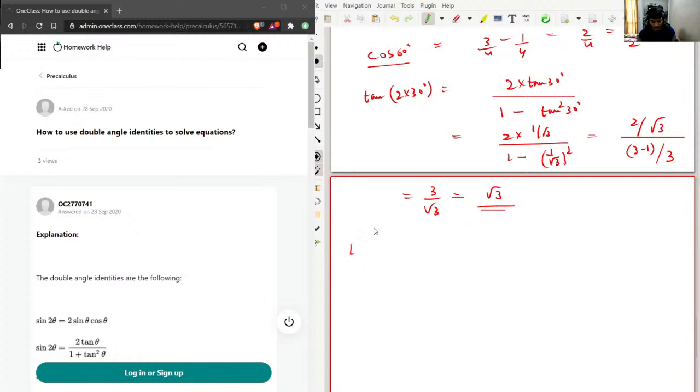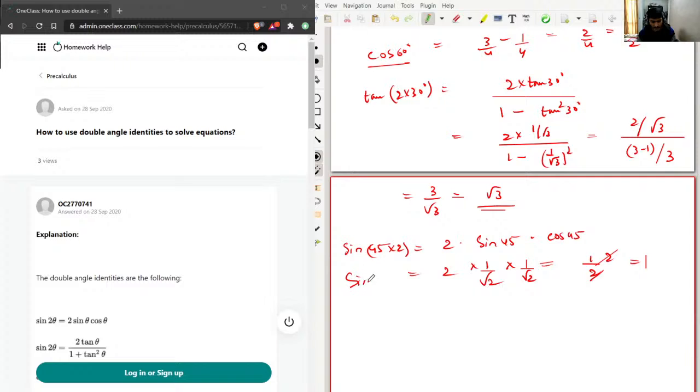Now we'll take the example for 45 and 90. Sine of 45 into 2 is 2 times sine 45 cosine 45, which is 2 times 1 over square root of 2 times 1 over square root of 2. The square root of 2 squared becomes 2, the 2s cancel, and this will become 1. And yeah, we know that sine of 90 is 1.